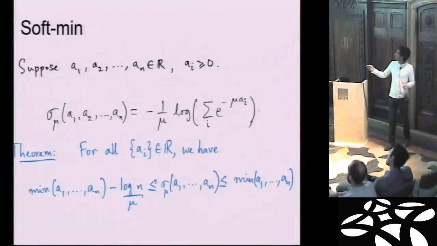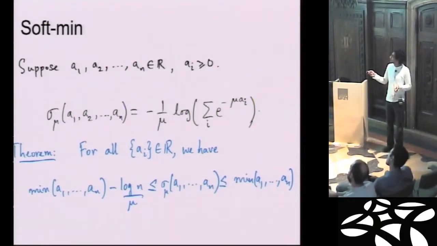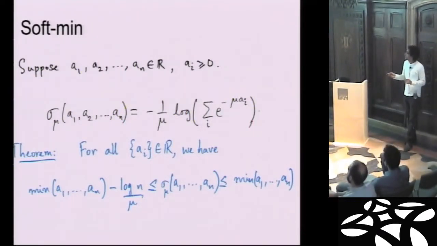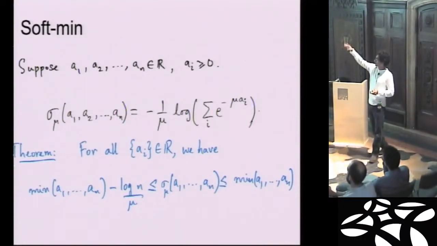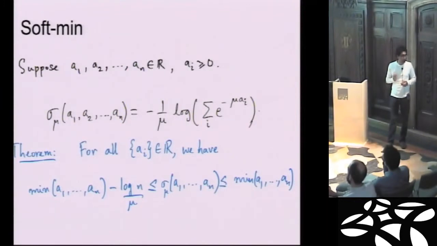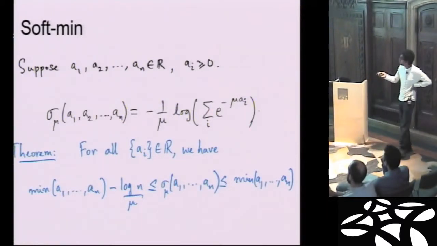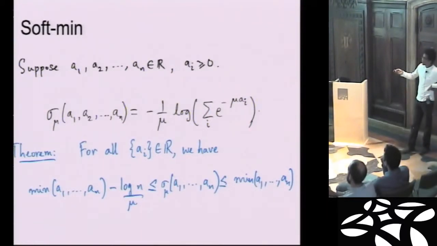Suppose you have a bunch of non-negative numbers, a1 through an. You can define the soft min, which is parameterized by mu. You take the sum of the exponentials of e to the minus mu ai, take the logarithm, and normalize accordingly. What you can see is that if there's one number that's small and the rest are big, then it gives you something really close to the min.